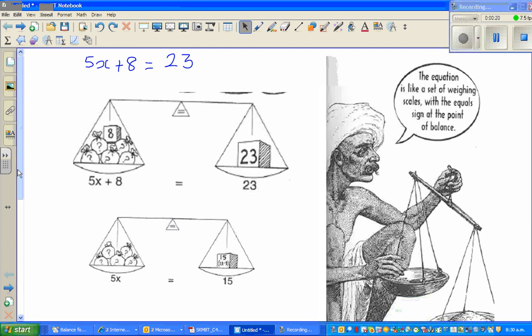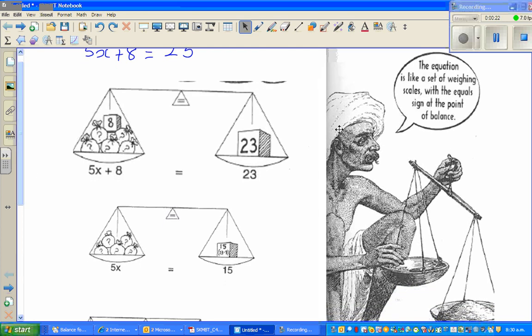This I have copied from one of the books, a maths book. Here is a person using a balance. So, what is he saying? The equation is like a balance, like a set of weighing scales. This is a weighing scale or a balance with an equal sign at the point of balance. This is where you put the equal to sign.